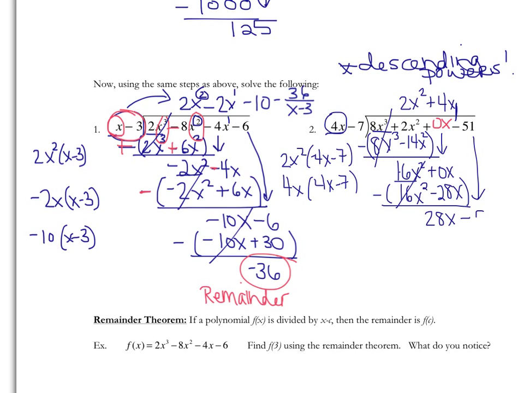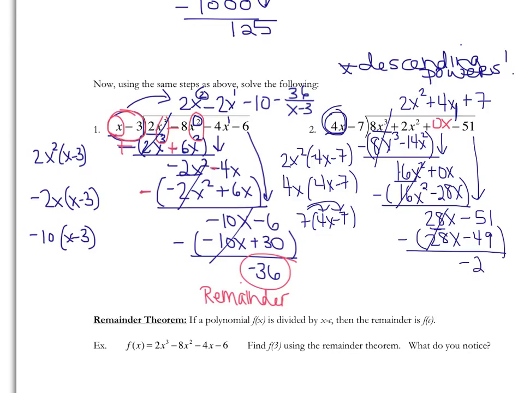Bring down your 51. Last time, 4x times what gives you 28x? That would be a 7. Distribute that. When I do that, I get 28x minus 49. Subtract that whole thing. Negative 51 minus negative 49 ends up being negative 2. So again, my remainder is negative 2, so I'm going to write that as negative 2 over my divisor.